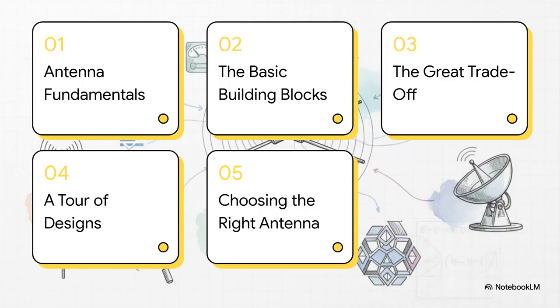Okay, so here's our game plan. We'll kick things off with the absolute fundamentals, the principle of resonance. Then we'll look at the basic building blocks, your dipoles and monopoles. After that, we dive into what I call the great trade-off, gain versus directionality versus bandwidth. We'll take a tour of some common designs that really show these trade-offs in action. And we'll wrap it all up with a practical guide on how to choose the right antenna for the job.